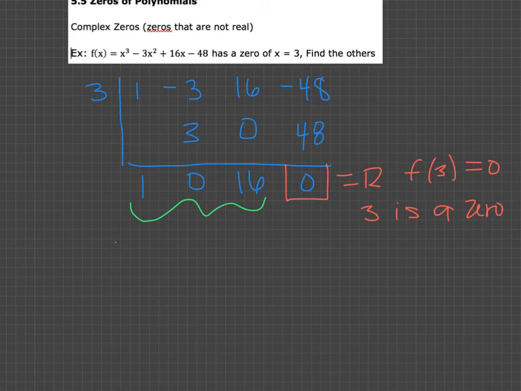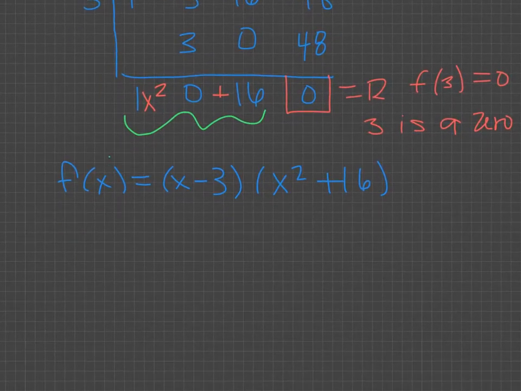So now we can write our polynomial in partially factored form. We have our factor x minus 3, which comes from x equal to 3 being a 0. And now the other factor is 1x squared plus 16. So x squared plus 16 is our other factor. Okay, so we want to use this x squared plus 16 to find our other zeros. So to do that, we set that equal to 0, and now we want to solve for x.